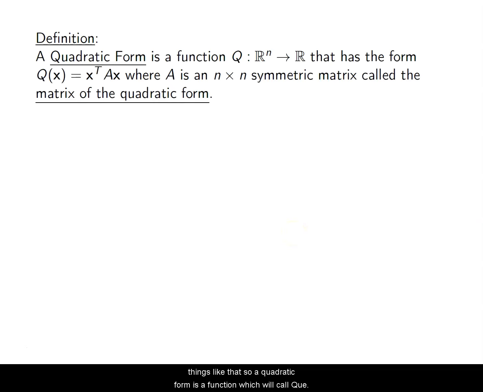A quadratic form is a function, which we'll call Q, from n space to R. So you're going to have a vector and you're going to end up with a single value, a scalar, that has the form Q of x equals x transpose times A times x. Here A is an n by n symmetric matrix. They will always be symmetric, called the matrix of the quadratic form.